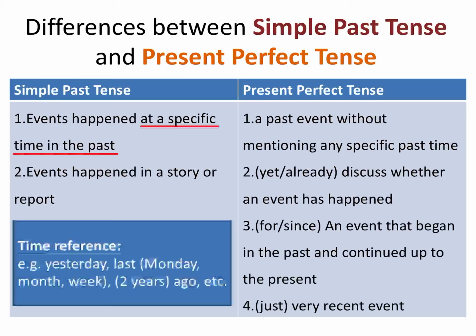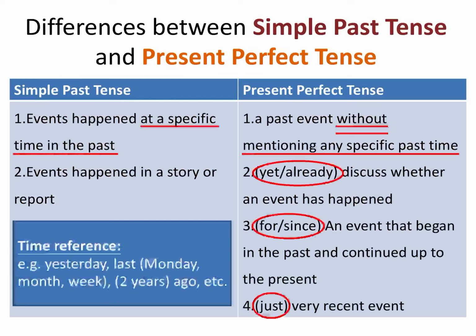Therefore, we can see the past time references such as yesterday, the word last, for example, last Monday, last month, last week, and the word ago, like 2 years ago, a month ago, etc., whereas there is no past time reference for present perfect tense, as we only know it happened in the past, but we don't know exactly when it happened.